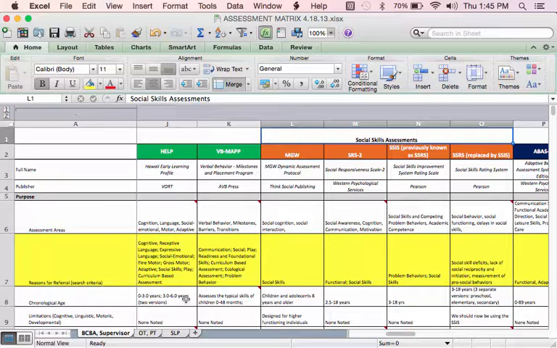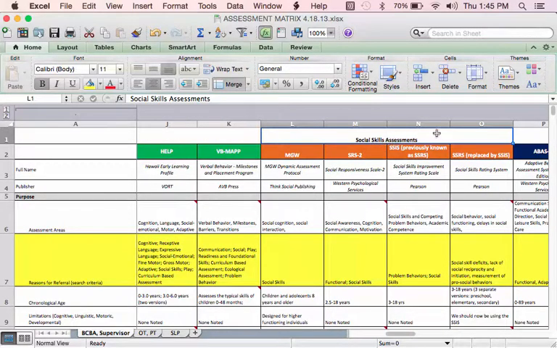So you get the idea here. Based on the age of the individual, the developmental level, the reason that they're being referred, I'm going to access one of the assessment tools on my matrix here. Now, the example that I gave you involved comparing, for example, a young child to a 17-year-old that has social skill deficits.